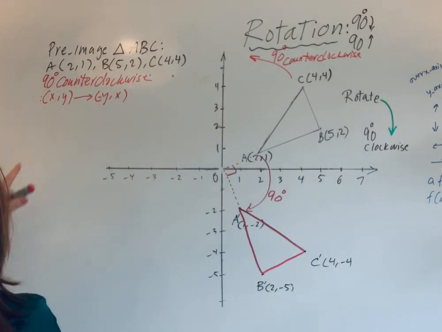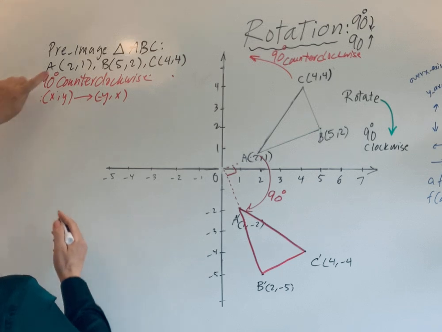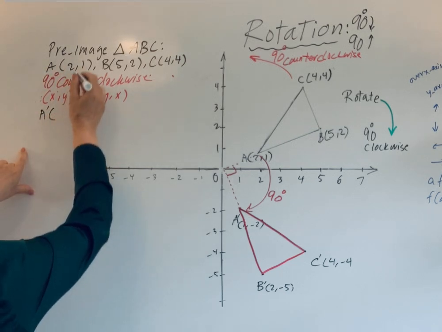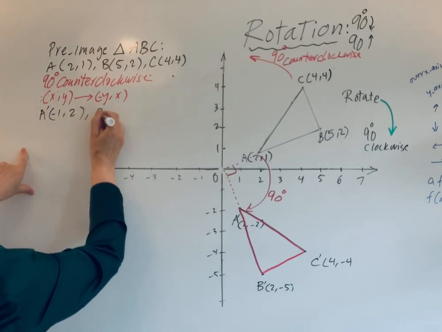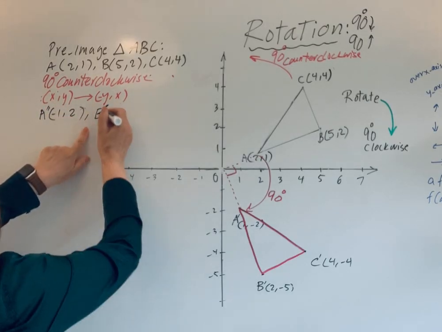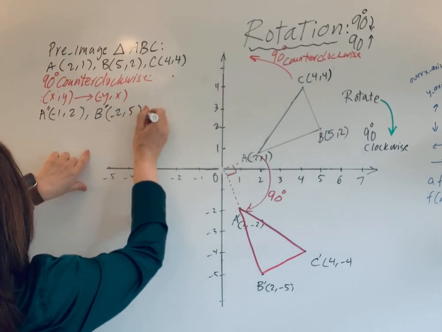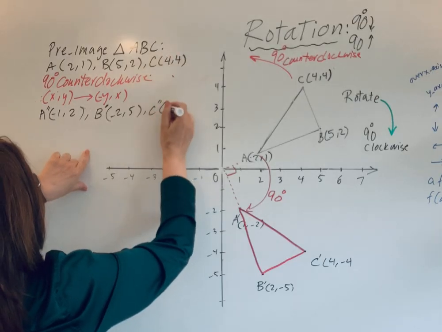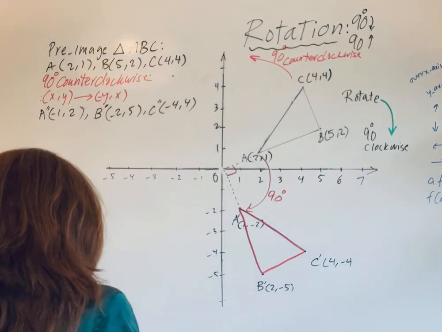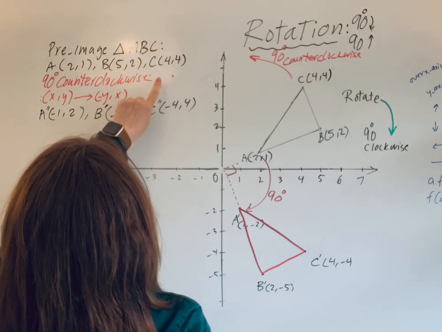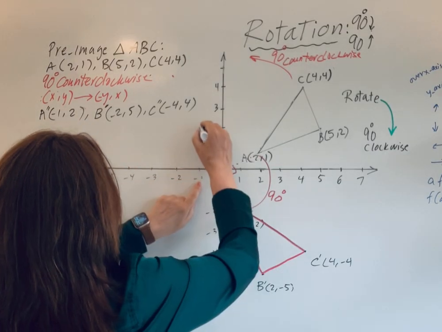Okay, what can we do here? This is A. A gets A prime, yes? So, when A is 2, 1, A prime gets 1 and 2, but this time this is negative. How about B double prime? 5, 2 gets negative 2, 5. And C double prime gets this one changed, negative 4, 4. Okay, how can we find this? A double prime is negative 1, 2. This is A prime.